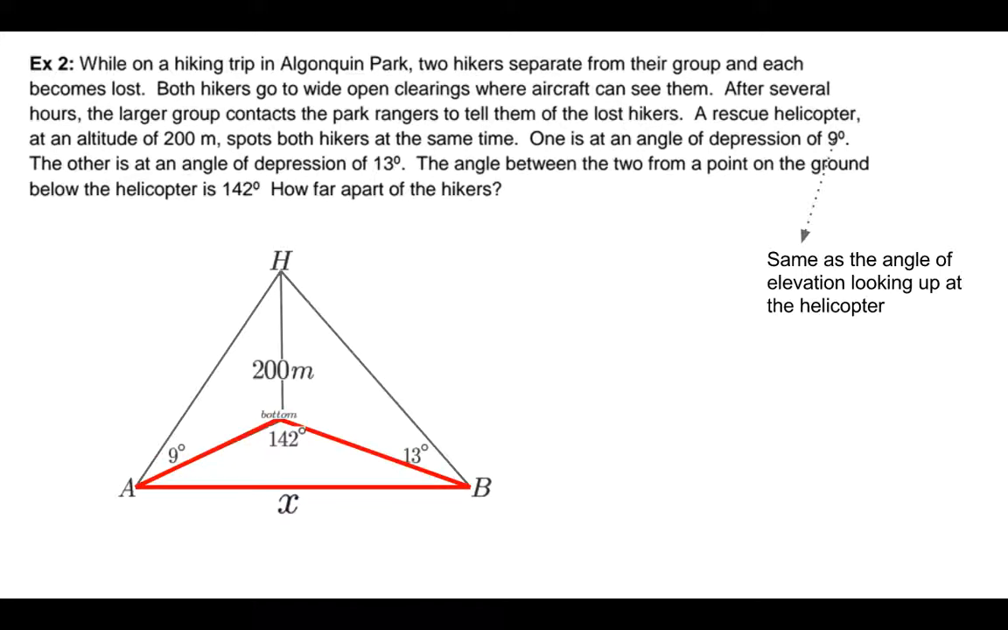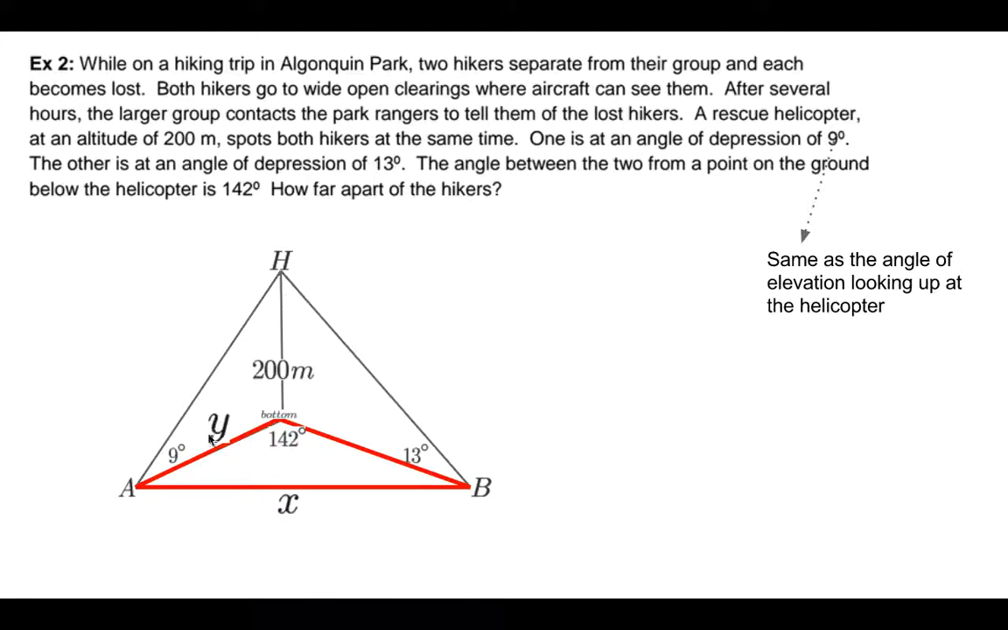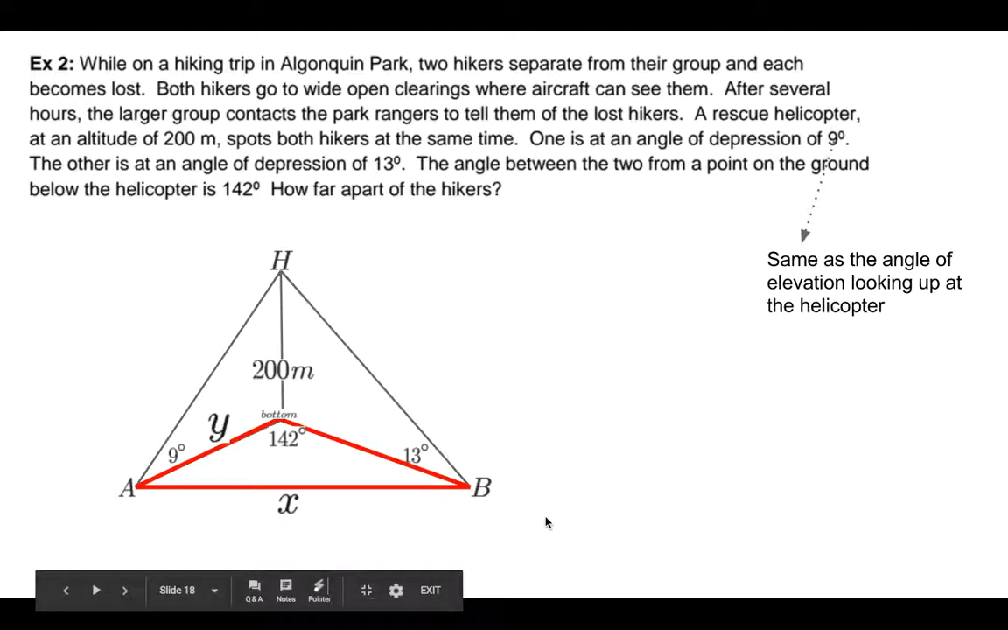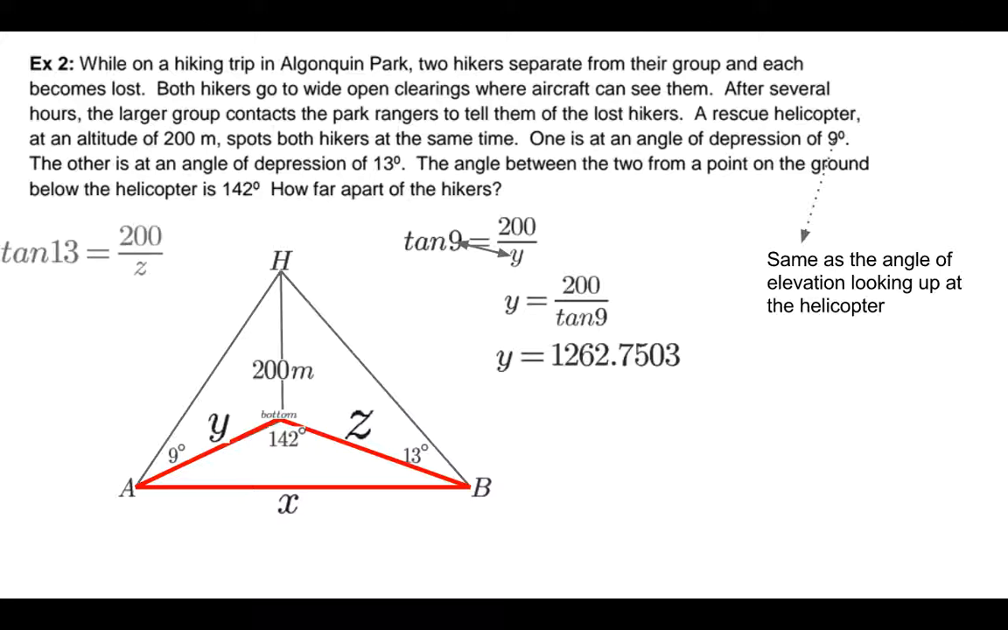So we have this triangle on the ground that we're trying to solve. We've got to get more information about it. We also have these triangles on the side, these 90-degree triangles. We're going to use the 90-degree triangles to find more information about the triangle on the ground. So using the 200 and the y, we can say that tan 9 is 200 over y. Cross multiply the y and the tan 9, so we get y is 1262.75. Same thing on the other side, we get z is 866.29.